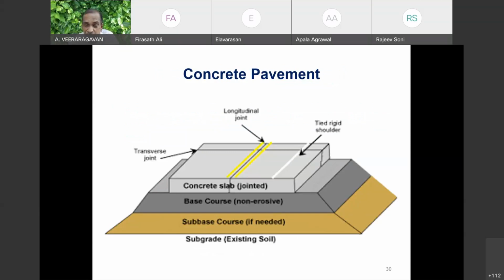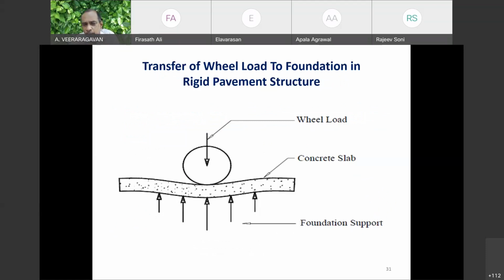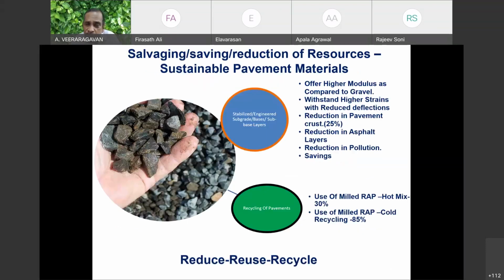Apart from the 6th, along with the 6th, this is the 7th challenge before you. I can go in for a concrete pavement also. A concrete pavement takes the load by slab action. So even if the subgrade layers are weak, instead of increasing the thickness of the bituminous layer, I can provide a rigid structure. The slab takes up the load. That is much, much better. Here again comes sustainability. I'll give an example of how the material can be reduced.